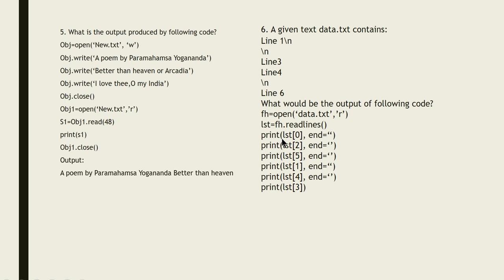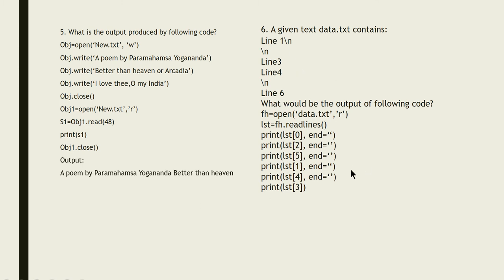So after that, you are printing one by one. print(lst[0]). So the first element you are accessing, what is the first element? It is line 1, and then you are ending with no space. That is okay. Anyway, the print statement by default gives you a new line, so you want to avoid that. So there will be line 1, and then print(lst[2]). So it is 0, 1, 2, so line 3 will be printed. lst[5], the last line, line 6 will be printed.